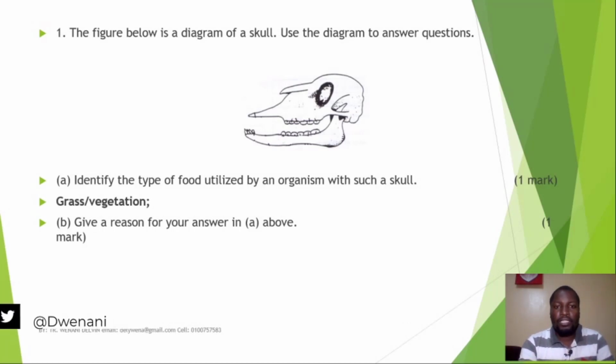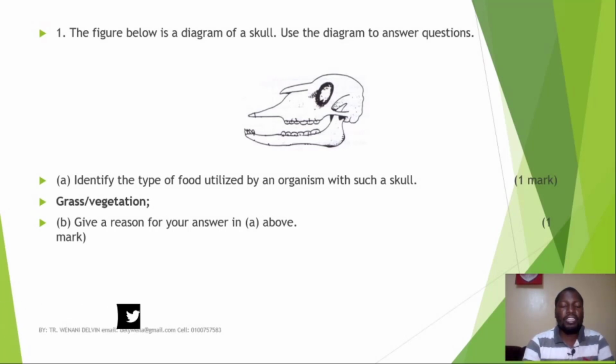The reason is you look at the arrangement of teeth, we look at the dentition of an organism, we look at how the teeth are arranged, and therefore from the dentition we can deduce what kind of food that organism feeds on. Looking at the upper jaw, towards the posterior end, we discover that there is a lack of teeth.